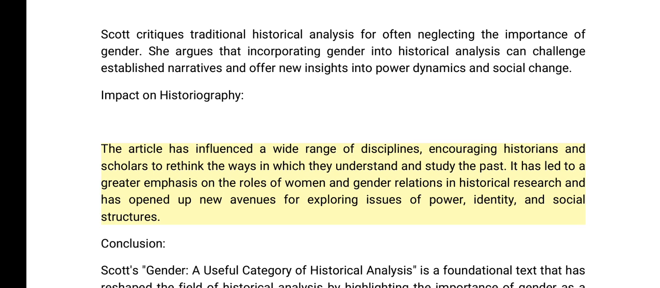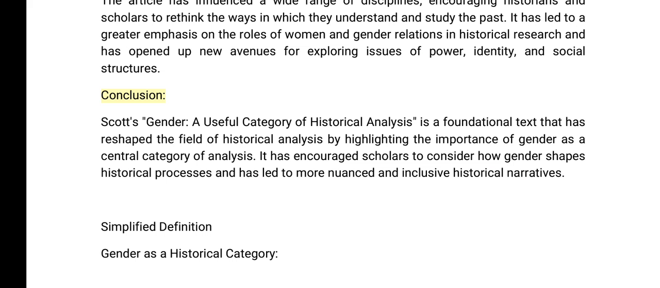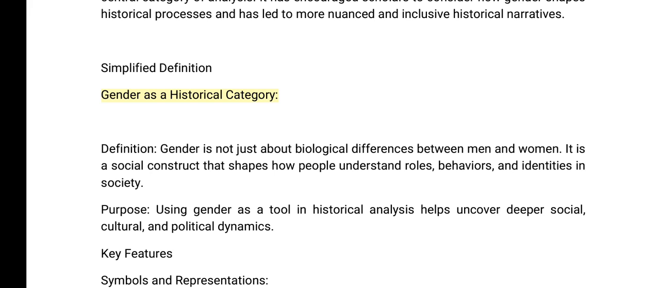It has led to a greater emphasis on the roles of women and gender relations in historical research and has opened up new avenues for exploring issues of power, identity, and social structures. Conclusion. Scott's "Gender, a Useful Category of Historical Analysis" is a foundational text that has reshaped the field of historical analysis by highlighting the importance of gender as a central category of analysis. It has encouraged scholars to consider how gender shapes historical processes and has led to more nuanced and inclusive historical narratives.